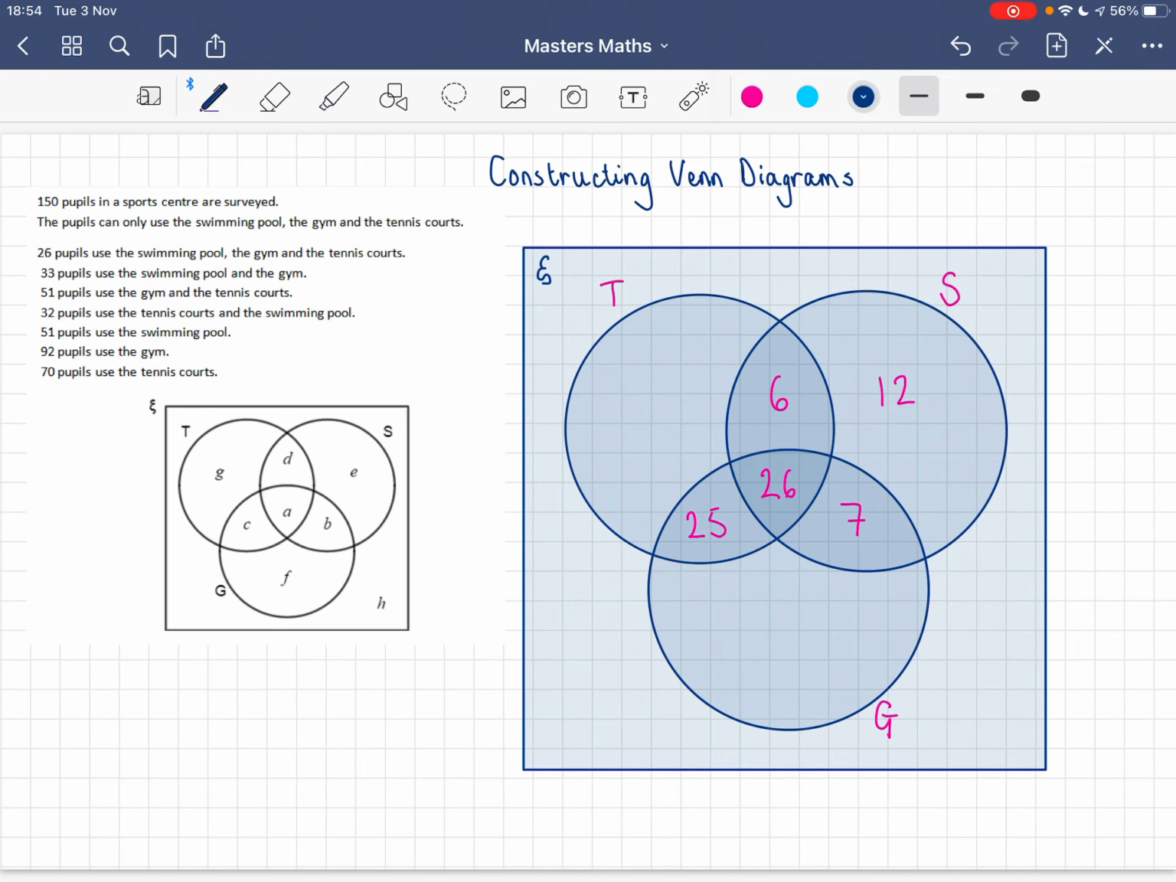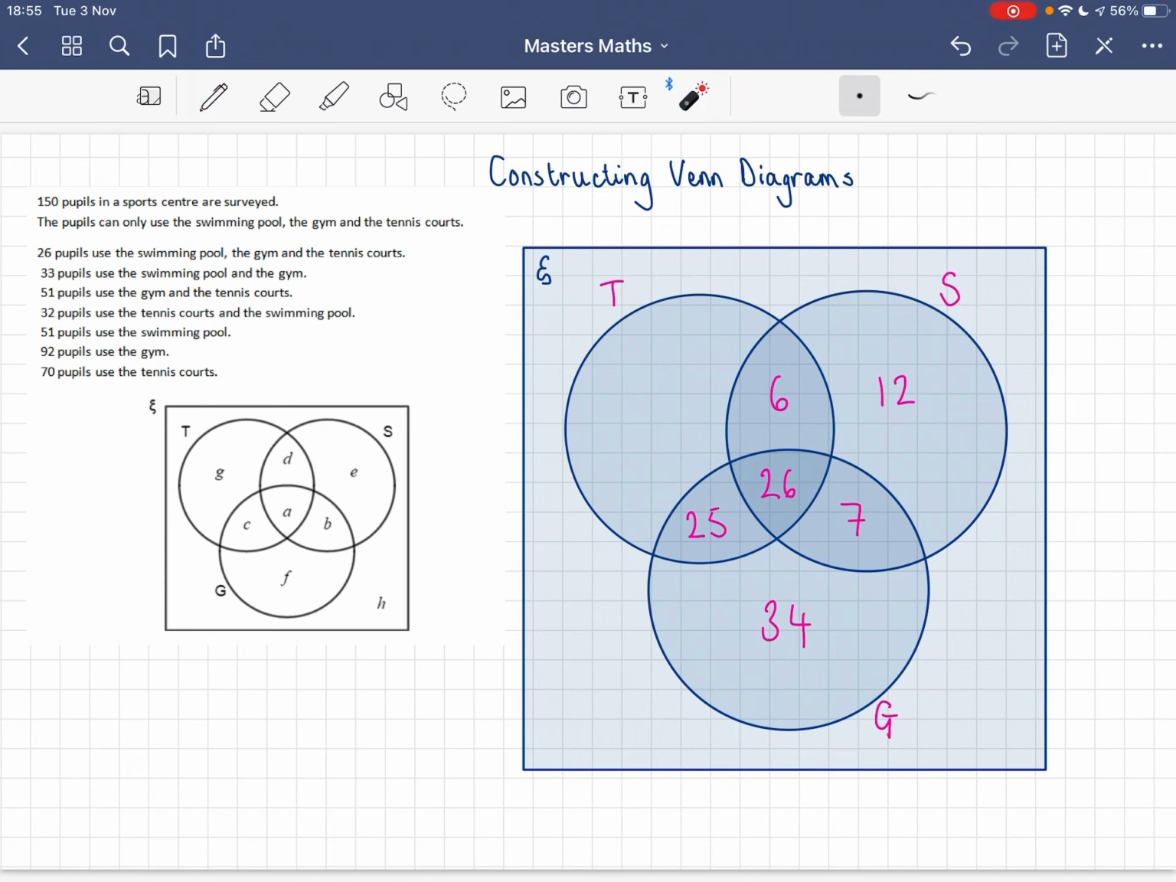So for the gym, I'm looking for this there. The gym, we've got this full circle, has to have 92 pupils in it altogether. We already have these numbers in the gym circle, so we have 25 add 26 add 7 is 58 people already. We need to do 92, take away that, gives us 34. So we have 34 who just use the gym.